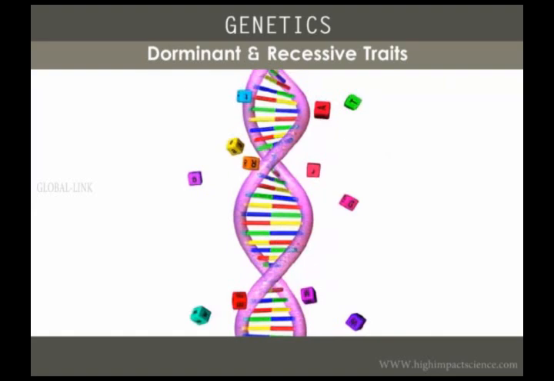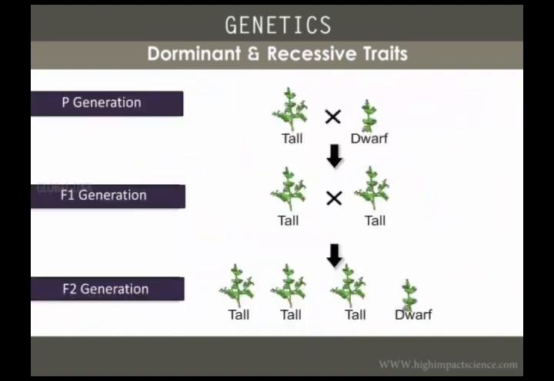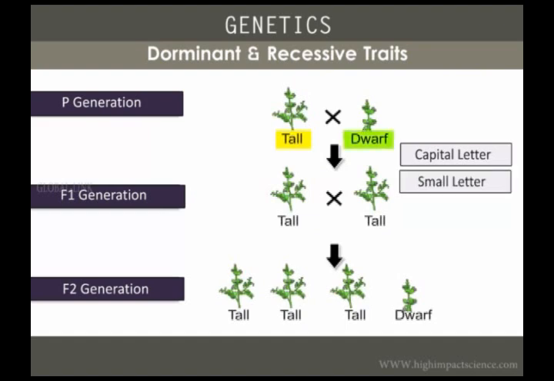Genes are labeled with letters for our convenience. The gene coding for tallness is denoted by a capital letter, while the gene for dwarfness is denoted by a small letter. Because all plants obtained from a cross between tall and dwarf plants were all tall in the F1 generation, the tall trait is denoted by capital T and the dwarf by small t.